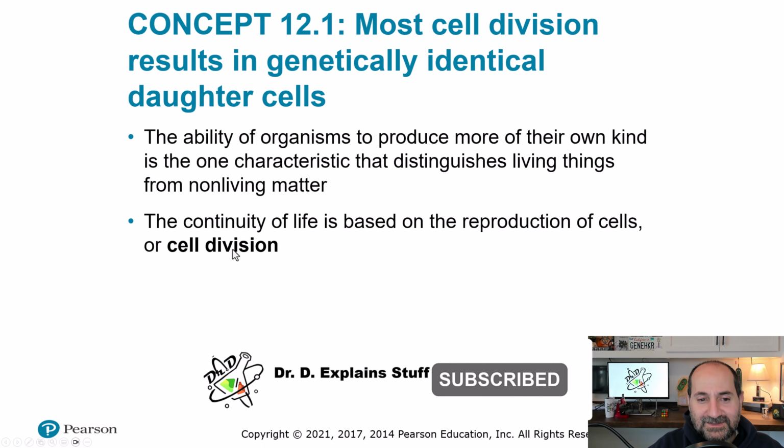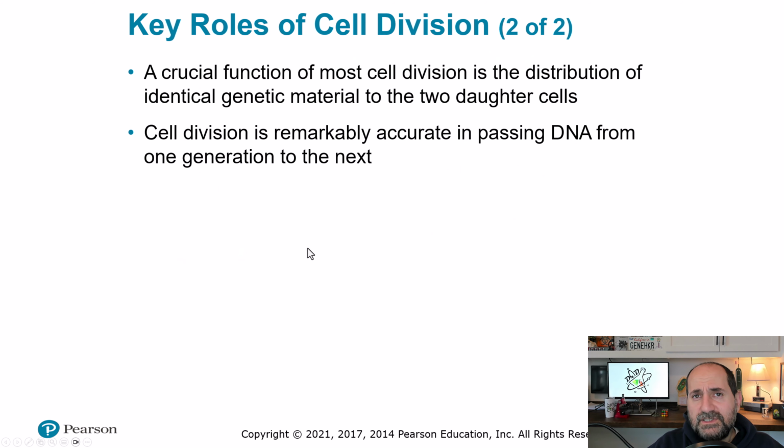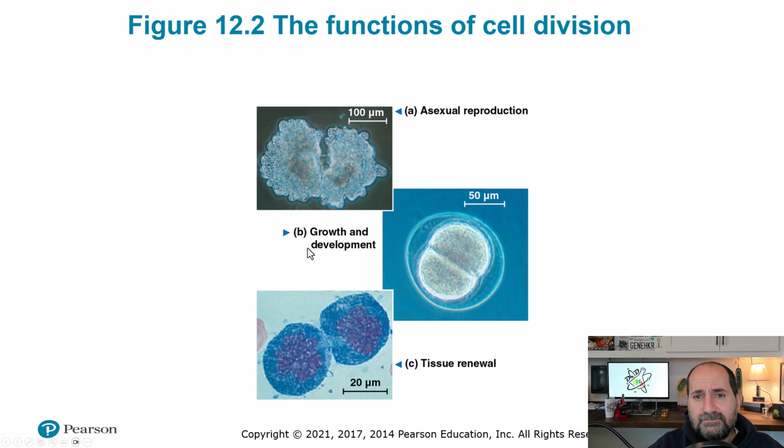So what is the cell cycle? The cell cycle is based on the reproduction of cells, or cell division. This is when one cell divides into two. And there are numerous reasons for cell division. These include asexual reproduction, which we will talk about later in this chapter, growth, development, tissue renewal and healing. All of these require cell division.